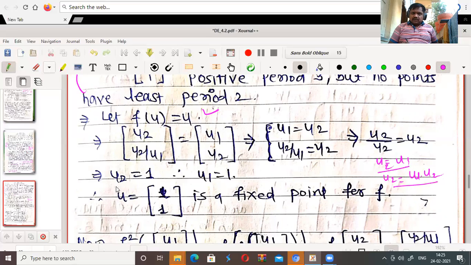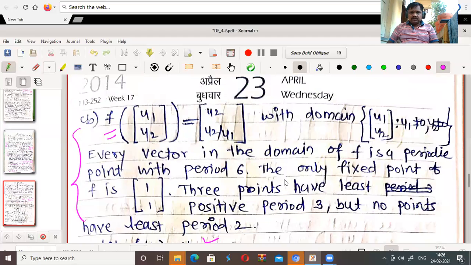Therefore, u2 should be 1 and u1 also should be 1. Then and only then these will be satisfied. See here. That means what? u2 equal to u1, and u2 equal to u1 u2. So what does this imply? u2 equal to u1 u2 means, if u2 is not equal to 0, u1 equal to 1. Put u1 equal to 1 here, we get u2 also equal to 1. So u1 equal to 1, u2 equal to 1. So u equal to (1, 1) is a fixed point for f. That we obtain. Here, the only fixed point of f is (1, 1). Okay.